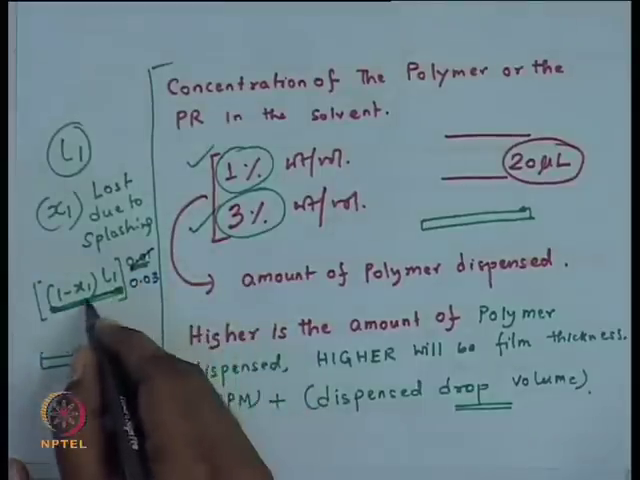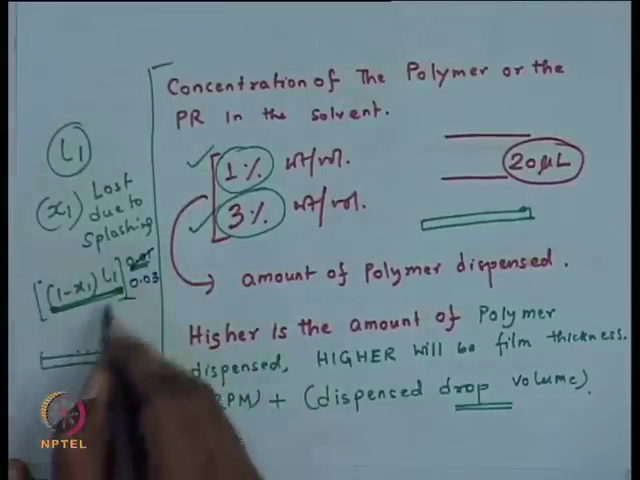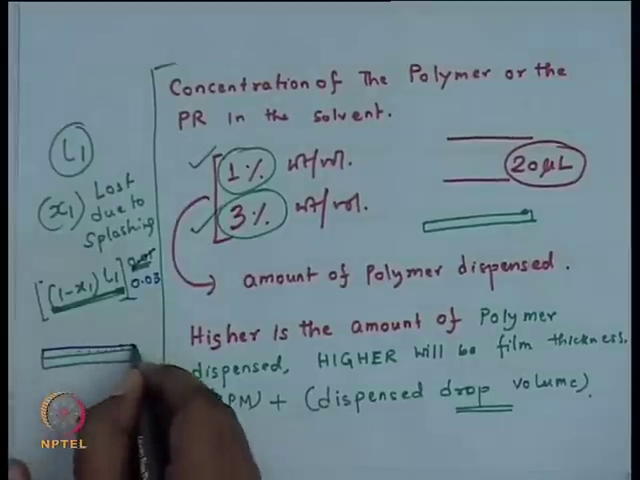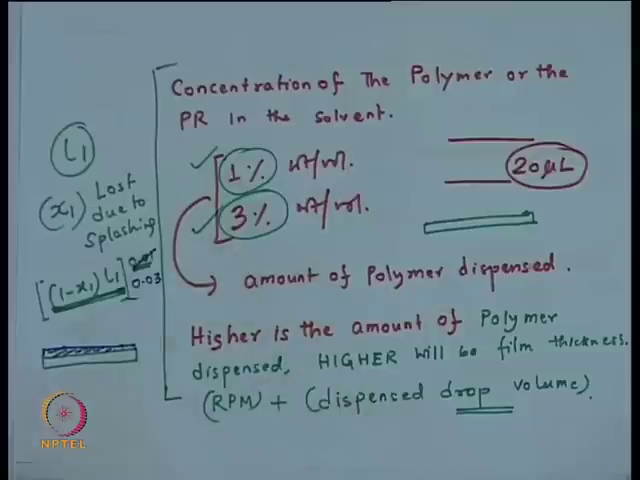So, immediately you can realize that there is more polymer in the latter case. Therefore, the film thickness is going to be higher. So, this is very, very important. Actually, I would regard that apart from RPM, or even considering RPM, the concentration of the photoresist or the polymer in the dispensed drop is extremely important in determining the final film thickness.